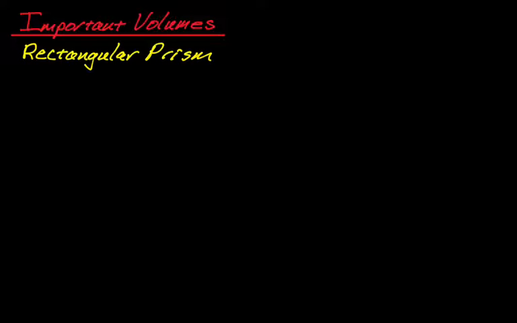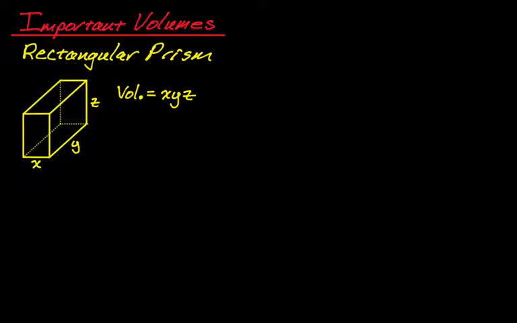So first up, a rectangular prism. What do those look like? They look like, I don't know, shoe boxes, right? So I have dimensions of x, y, and z, and then my volume is just going to be x times y times z. That's a pretty good one.